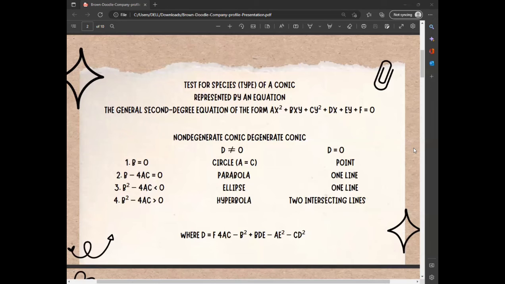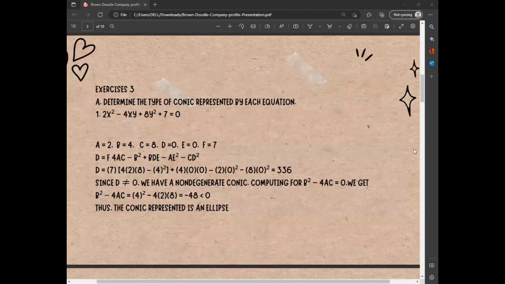4, b squared minus 4ac is greater than 0. If this is not equal to 0, it is called a hyperbola. If it is equal to 0, it is two intersecting lines. Where D is equal to f, 4ac minus b squared plus bde minus ae squared minus cd squared. Next page. So, this is the exercise that we answered.